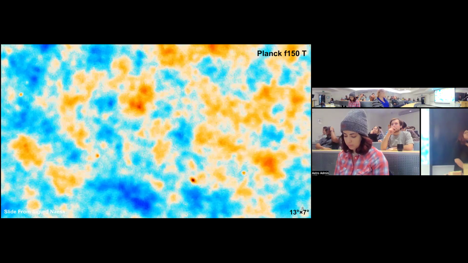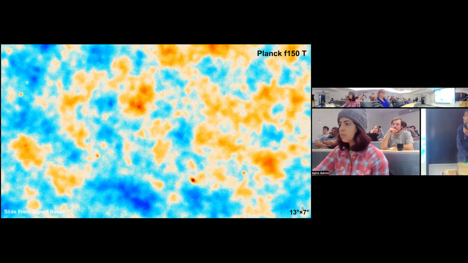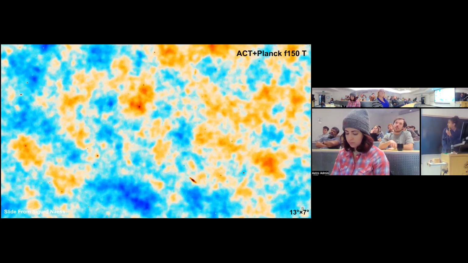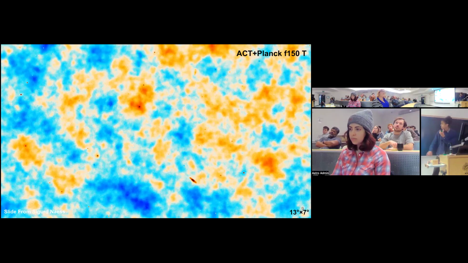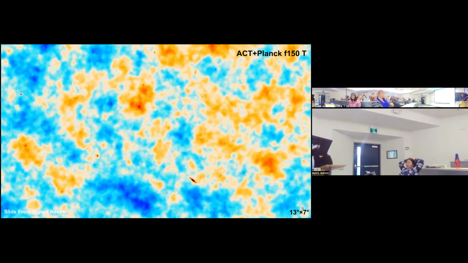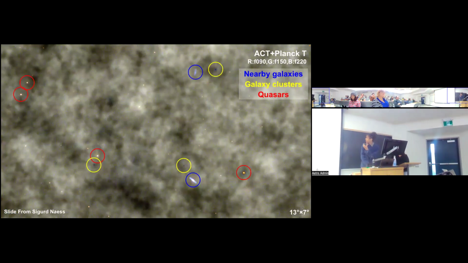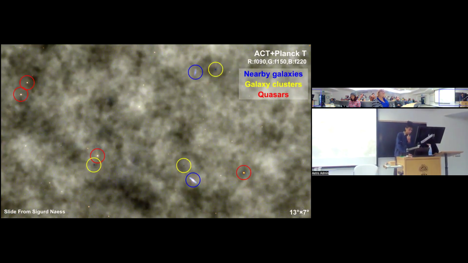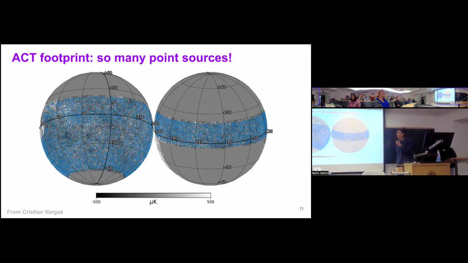So another data product that we have from CMB instruments are CMB maps. When we added the maps data, as Simran mentioned, we have increased angular resolution. So we can actually start resolving some point sources that just were not there before. These points are things like quasars and galaxies near the galaxy. ACT actually sees a lot of point sources.